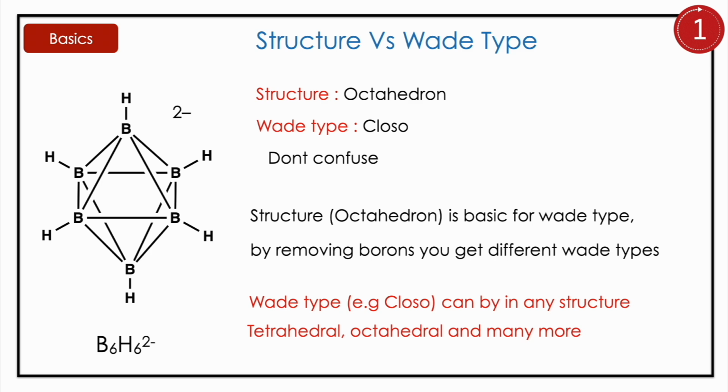Structure is stable, or the vertices are stable. By removing borane vertices, here you will get Closo, Nido, Arachno and many more types. Here Wade type can be in any structure: tetrahedral, octahedral and many more. So don't get confused between structure and Wade types.